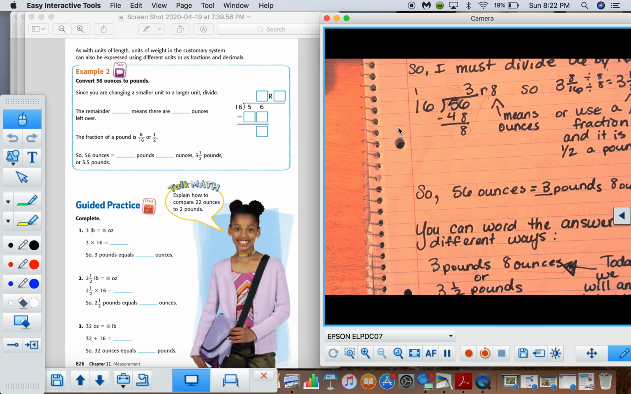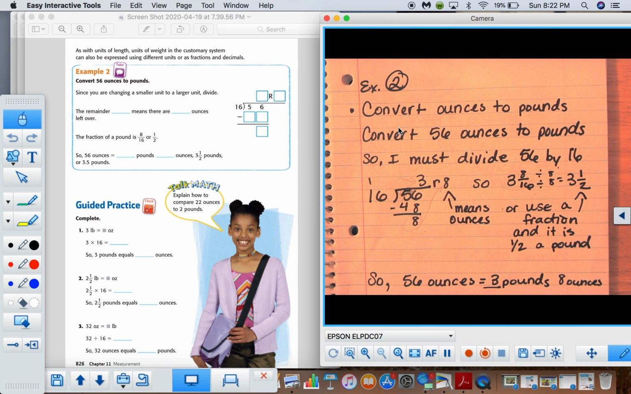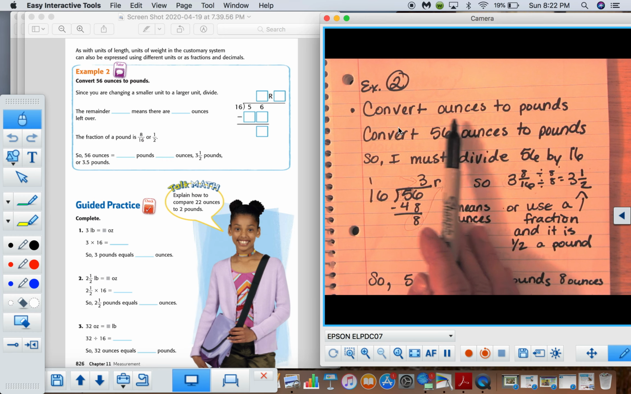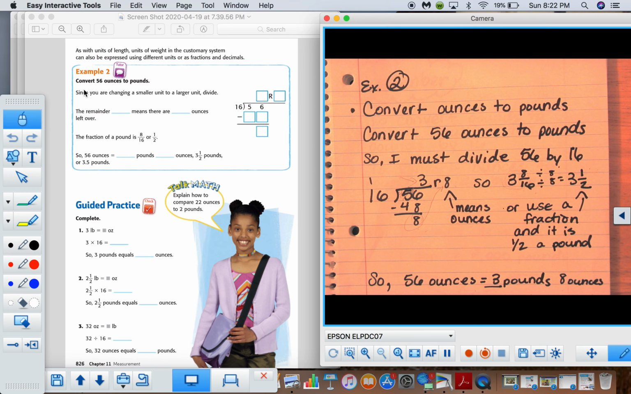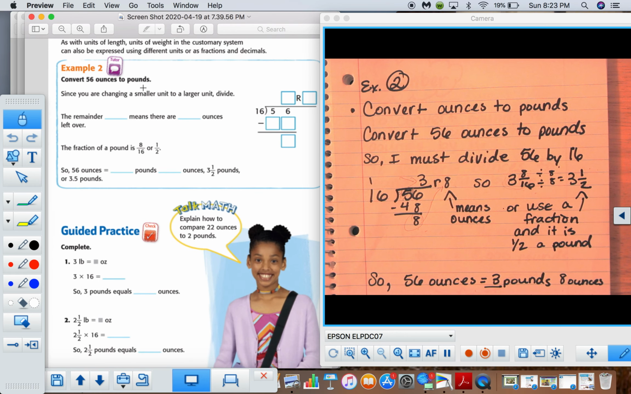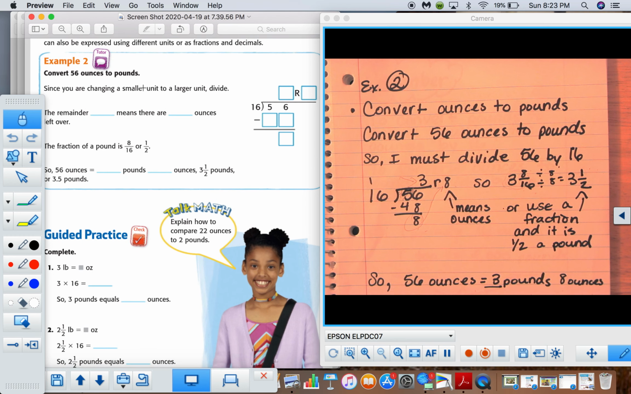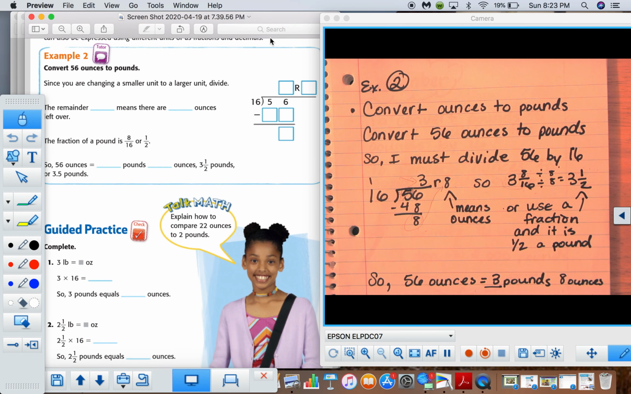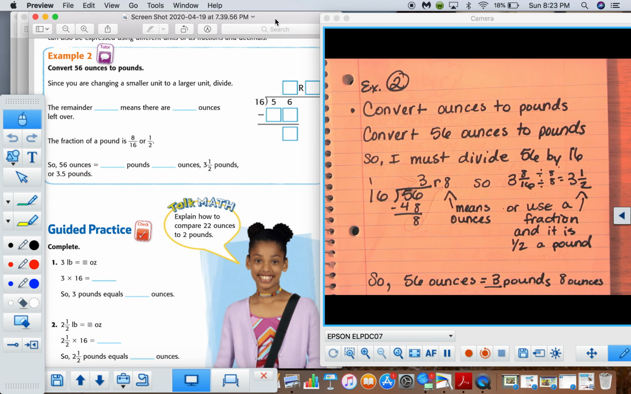I'm going to open up my document camera again. And we are going to, in this problem, convert ounces to pounds. Let's look here. We are going to convert 56 ounces to pounds. Let's look at your book. Let me see if I can just enlarge that just a little bit for you. All right. So, let me move this over. Since you're changing a smaller unit to a larger unit, you are to divide. We are going to change 56 ounces to pounds. So we will divide 56 by 16.